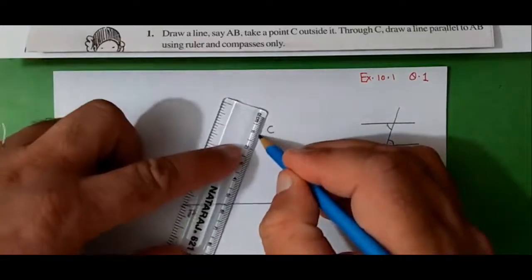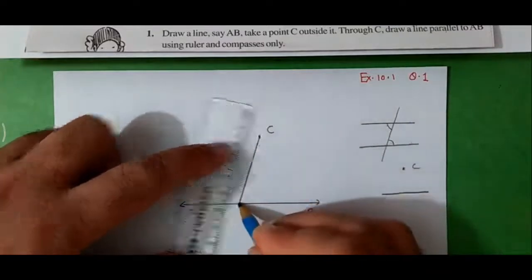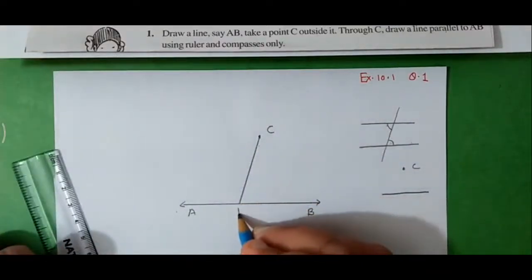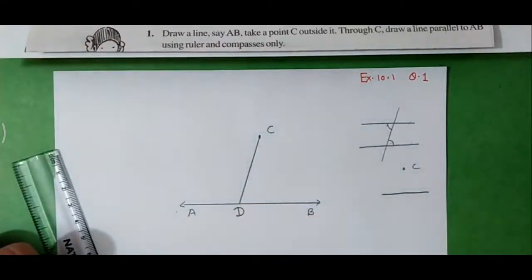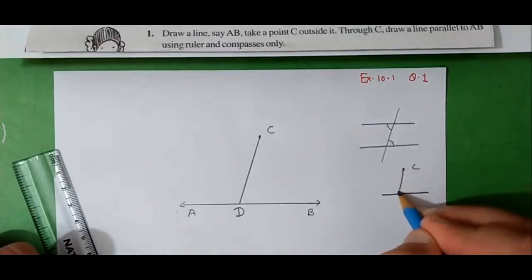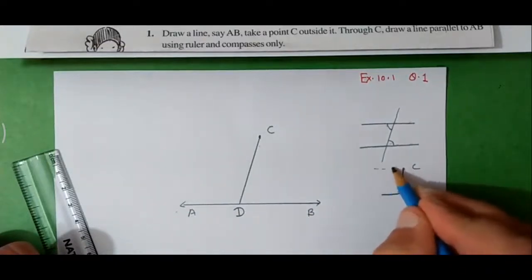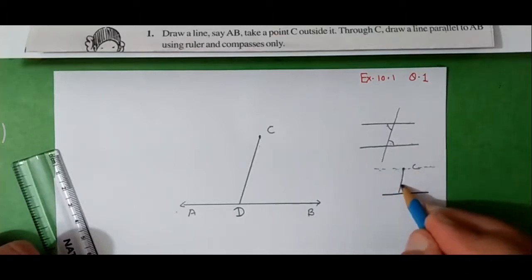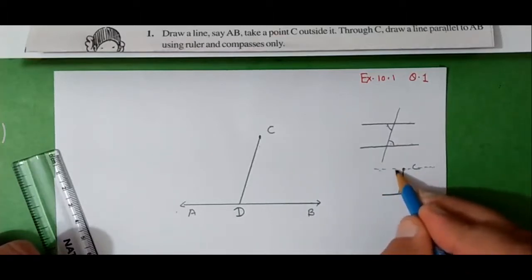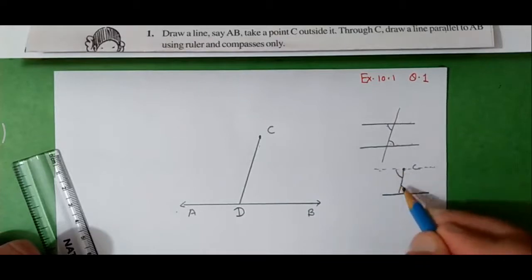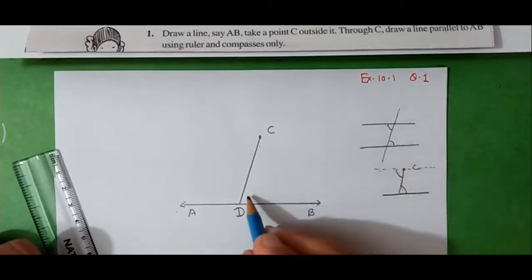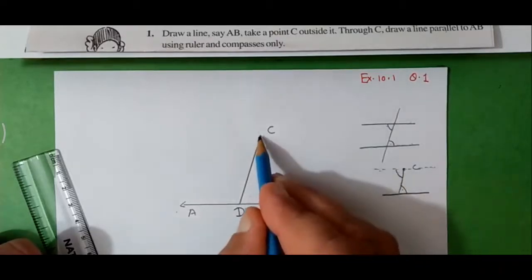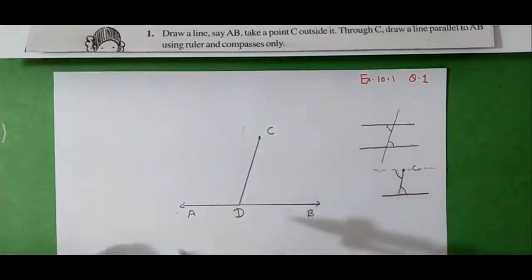Now we will join C point to any point D on the line AB. Now it is CD. Now after drawing CD, here you can see one line will be drawn. These two figures are rough figures and this middle figure is the original.